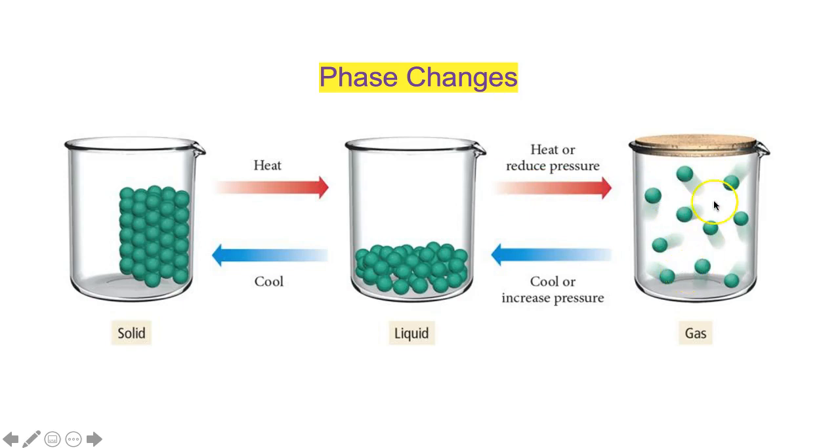And if we want to reverse and go from the gas to the liquid, we can do the opposite. We can cool it or just increase the pressure. We're going to see the effect of this later on as well. And then once we have the liquid state, we can cool that some more and change it to the solid. You notice there's no change of pressure here because particles are already as close together as they're going to get.